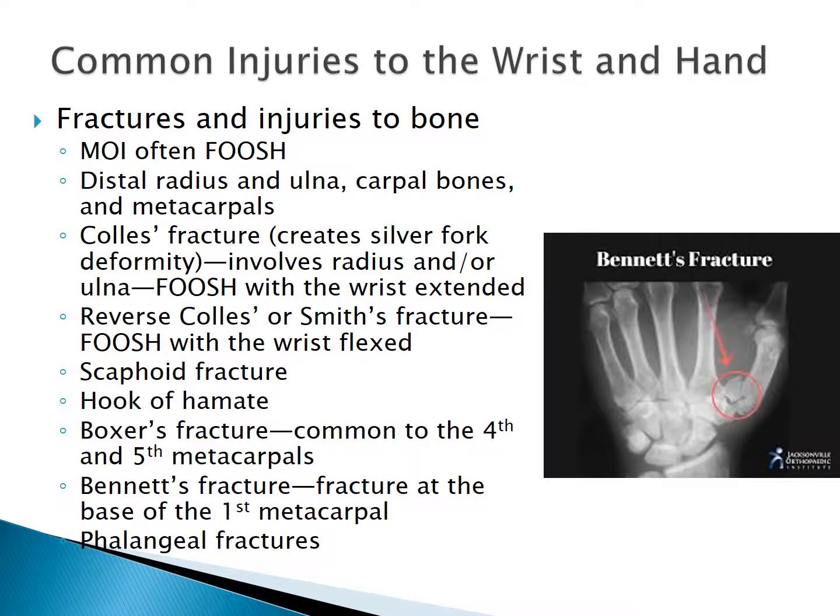A Bennett's fracture is a fracture at the base of the first metacarpal near the carpometacarpal joint. If this fracture is present, the thumb may appear to be shorter on the opposite side. The patient will complain of pain, there will be swelling in the area, and the joint will lose function. This fracture will often require surgery to be sure the thumb function is not compromised.